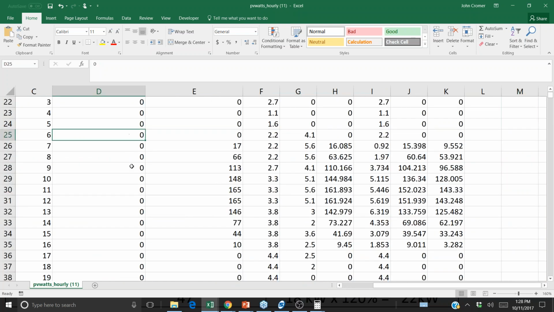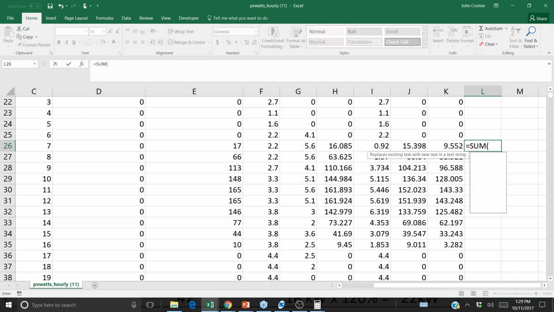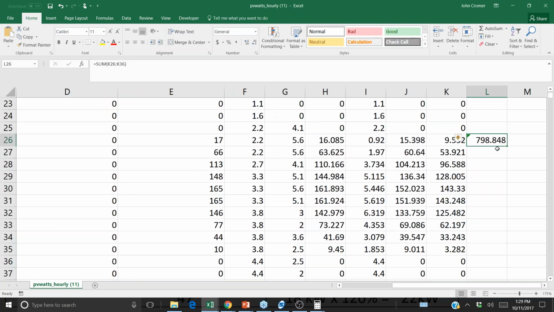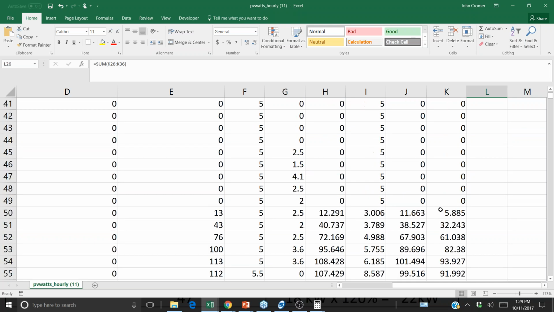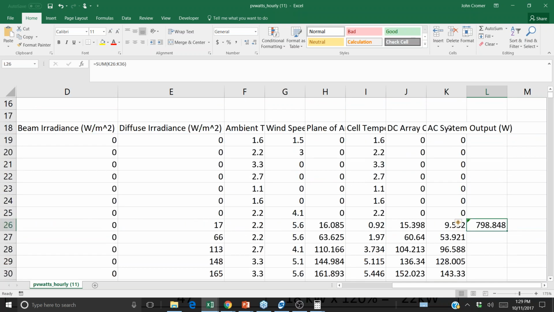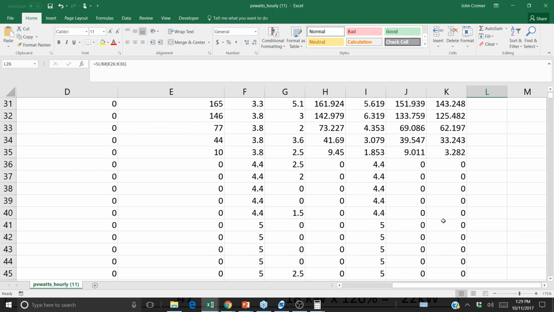And look, this is kind of neat. You can see how much power the array will produce on a completely overcast day. And so let's sum this up. On an overcast day, I produce 800 watt hours over the course of the day.